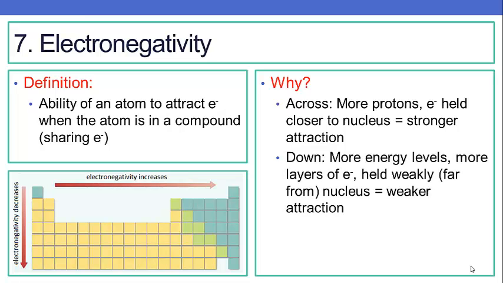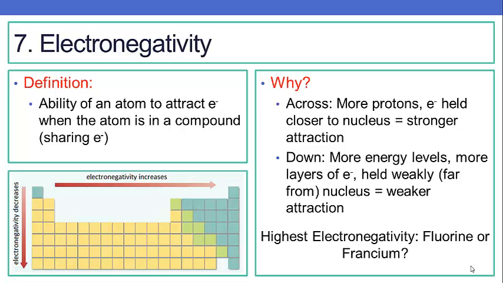As we go down a column, again, we're getting more and more shielding, more energy levels, more layers of electrons, which means that this attraction is weak and the electrons are not held quite as close to the nucleus. So this means electronegativity decreases as you go down a column. So between our 2 extremes, the highest electronegativity, or the most attractive atom when in a compound for electrons, is going to be fluorine.